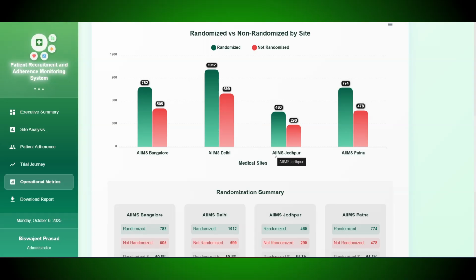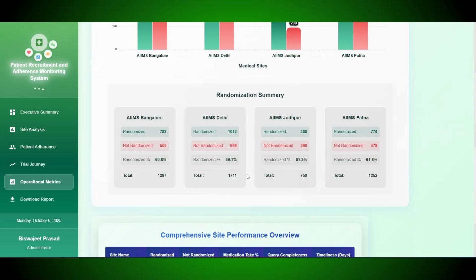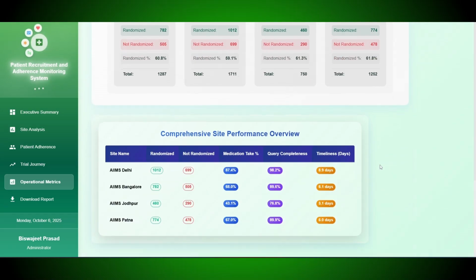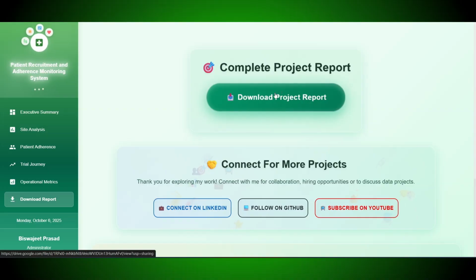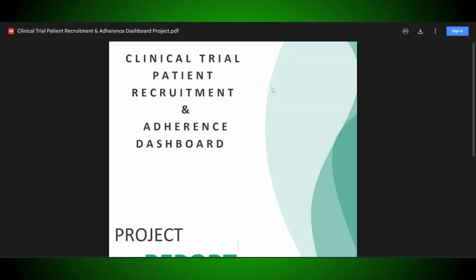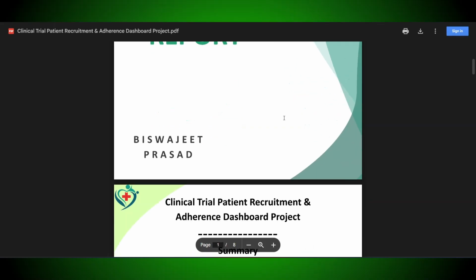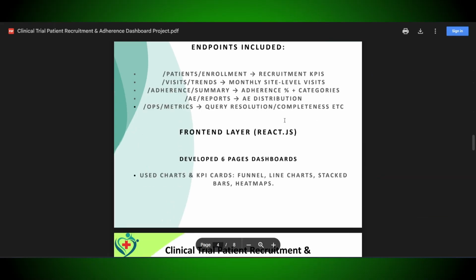Here we have randomized versus non-randomized data displayed across all the sites, with a summary bar showing the percentage of randomized patients per site. Finally, there is a detailed, comprehensive site-wise operational metrics table summarizing the overall performance of each site in one view. So coming to the download report, from here you can download the complete project report, which basically includes the summary and the key findings of the clinical trial dashboard.